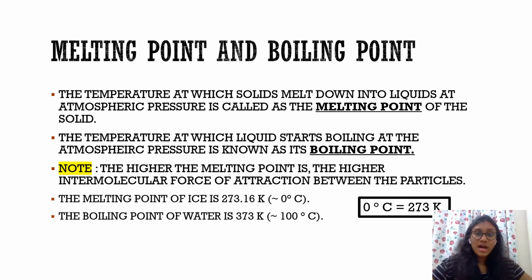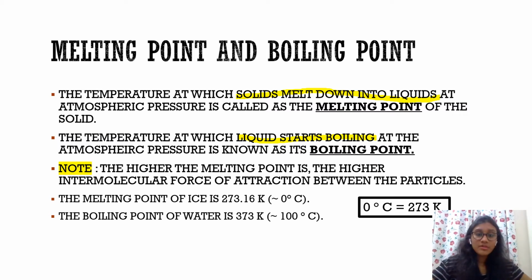The temperature at which solids melt down to form liquids at atmospheric pressure is called the melting point of the solid, and the temperature at which liquid starts boiling to form gas at atmospheric pressure is known as its boiling point. We need to note that the higher the melting point is, the higher the intermolecular force of attraction between the particles, which makes complete sense because when the intermolecular bonds are very strong, we need to apply more energy to break these bonds.